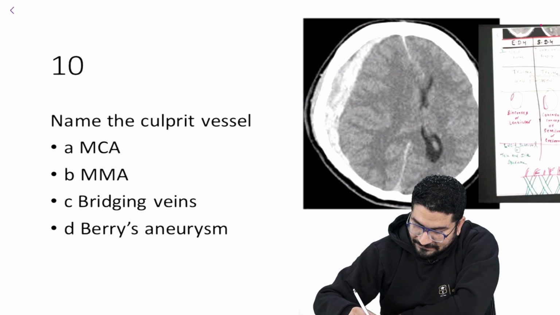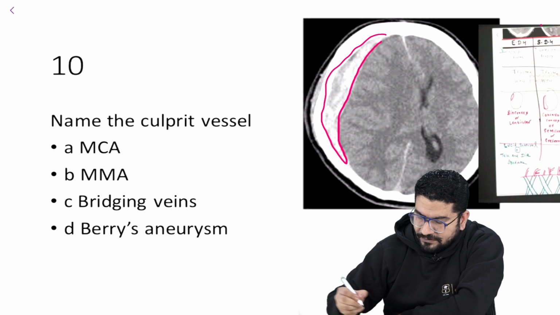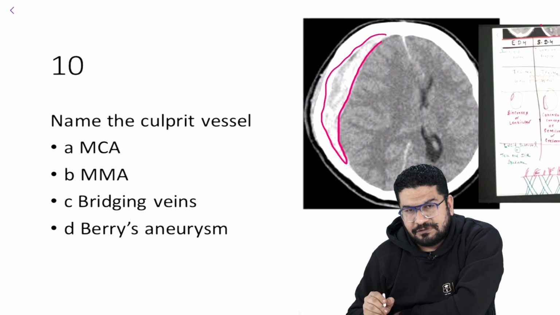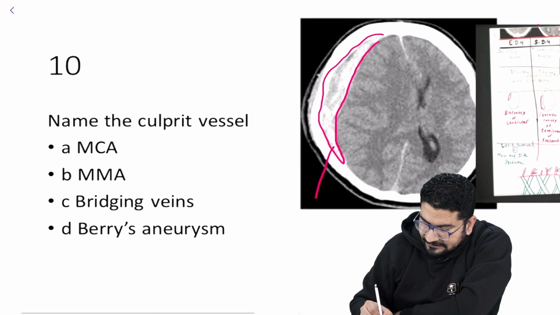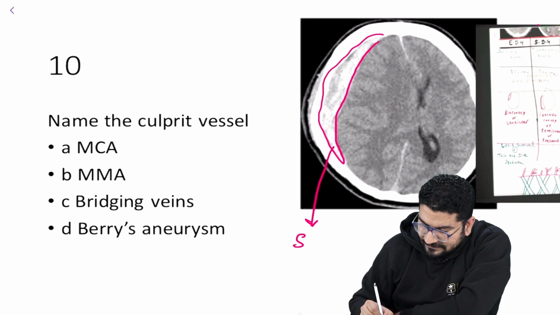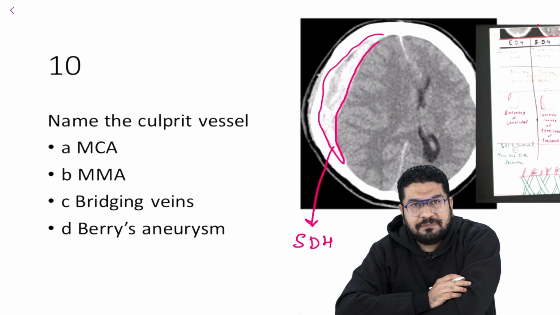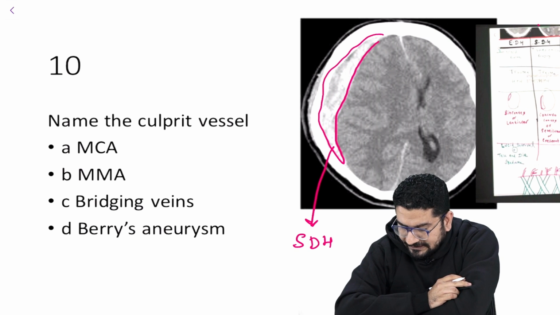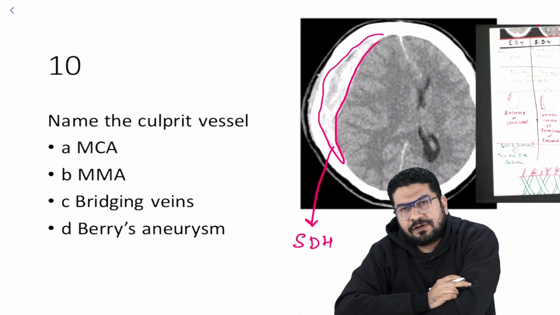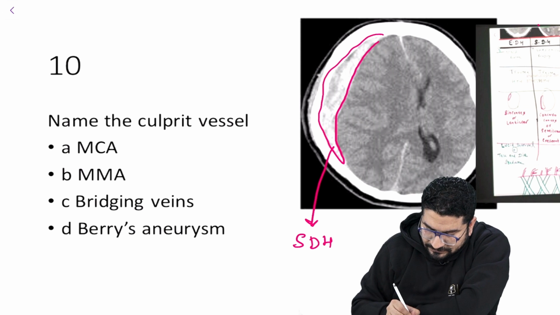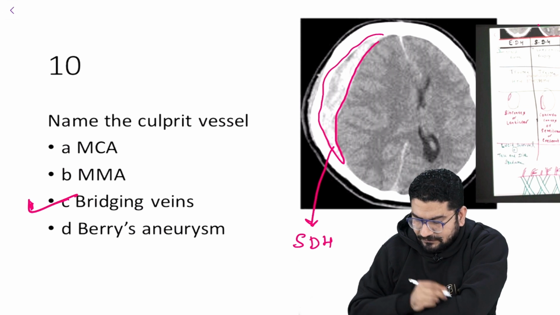So you can see the first thing is white. This white is blood. And the shape is concave or convex, or we call this crescent shape or semilunar shape. So this is SDH, subdural hemorrhage. Remember, subdural hemorrhage is due to a venous bleed, and these veins are called bridging vein or vortex vein or emissary vein. So this is bridging vein. The diagnosis for this case is SDH.